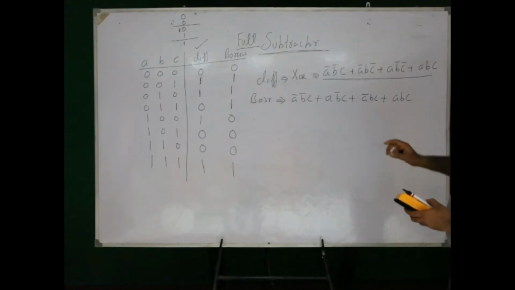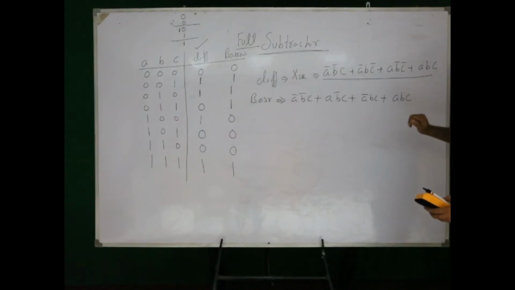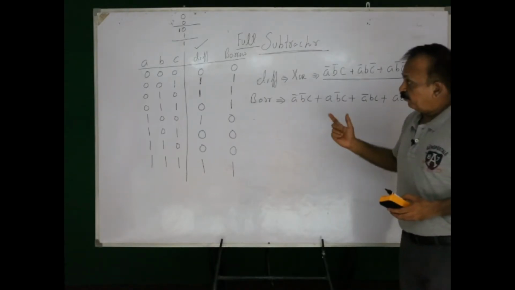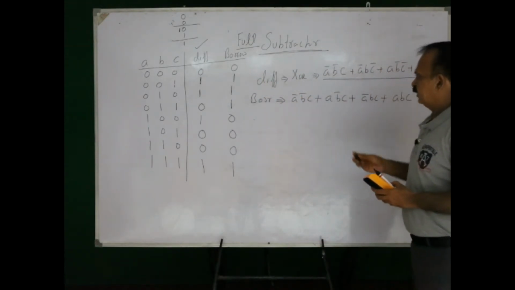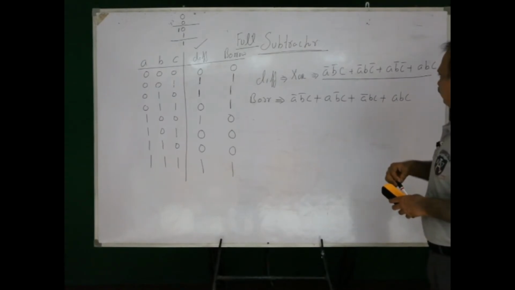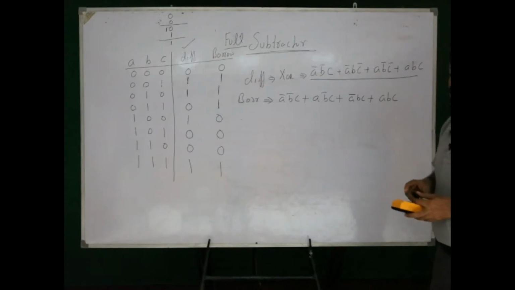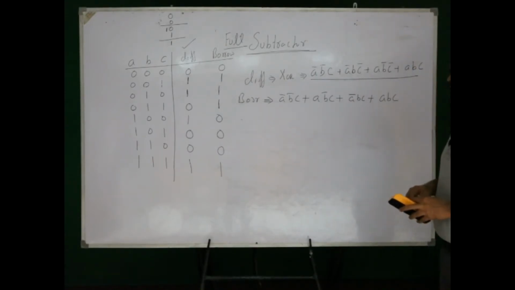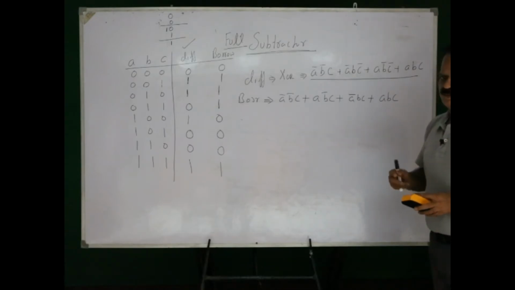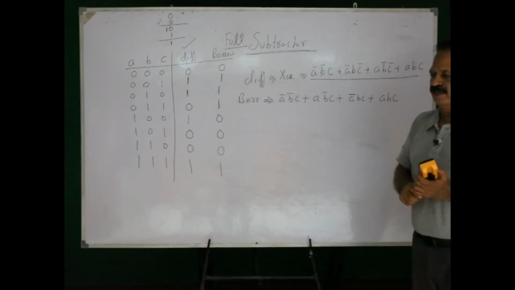Now the point is this expression will be representing the sum of product expression for borrow. Now we can simplify this expression either with the help of Boolean algebra, or even with the help of K-map.